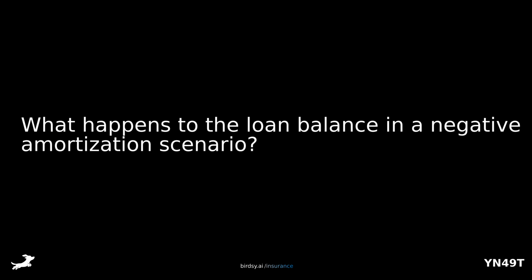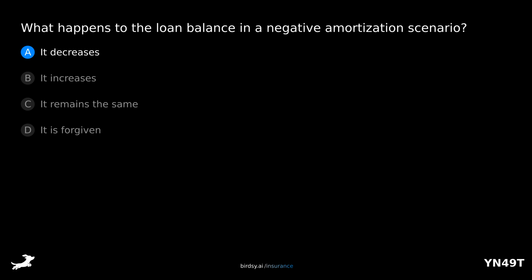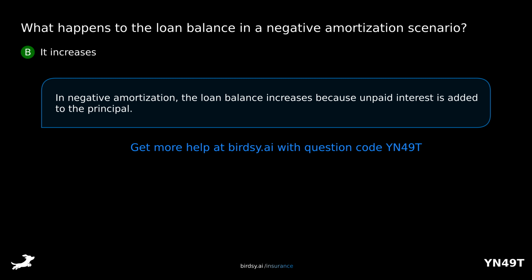What happens to the loan balance in a negative amortization scenario? Is it A, it decreases, B, it increases, C, it remains the same, or D, it is forgiven? The answer is B, it increases. In negative amortization, the loan balance increases because unpaid interest is added to the principal.